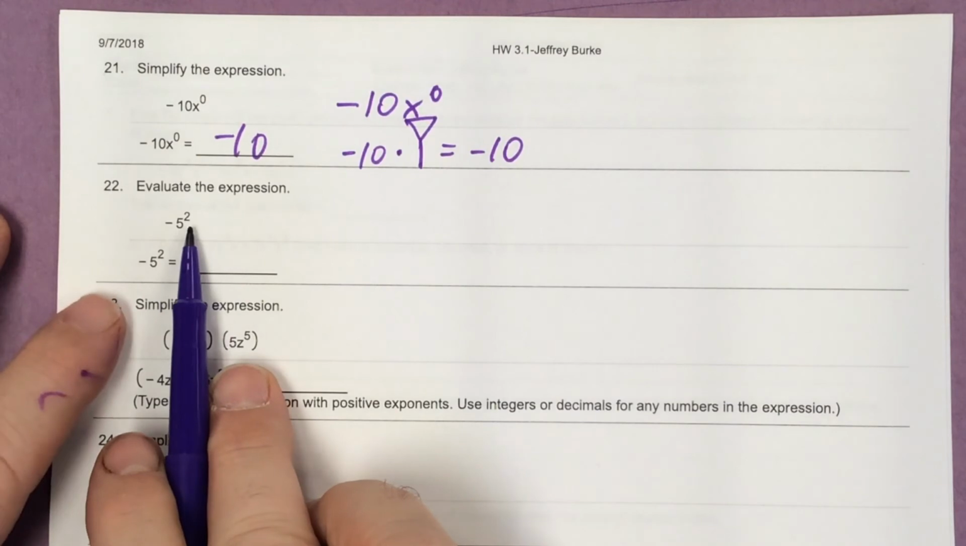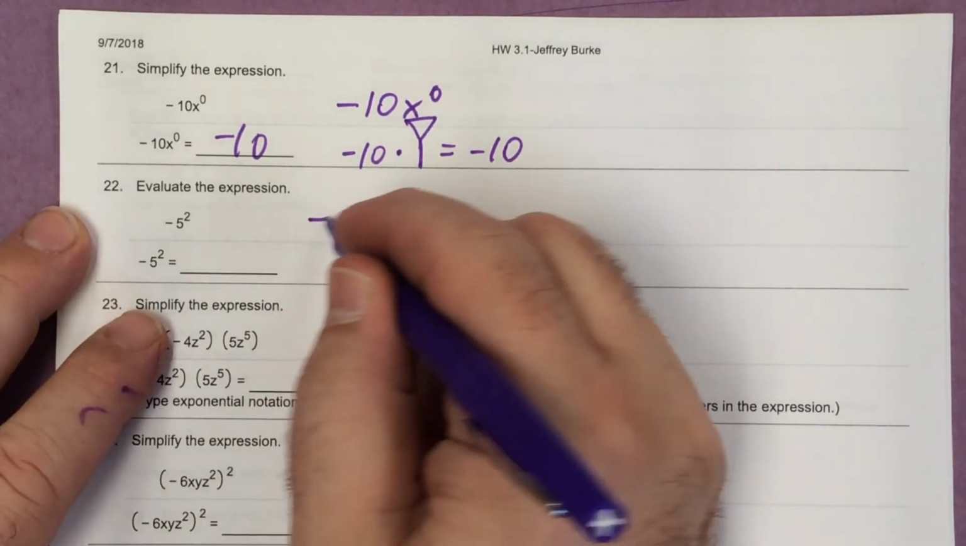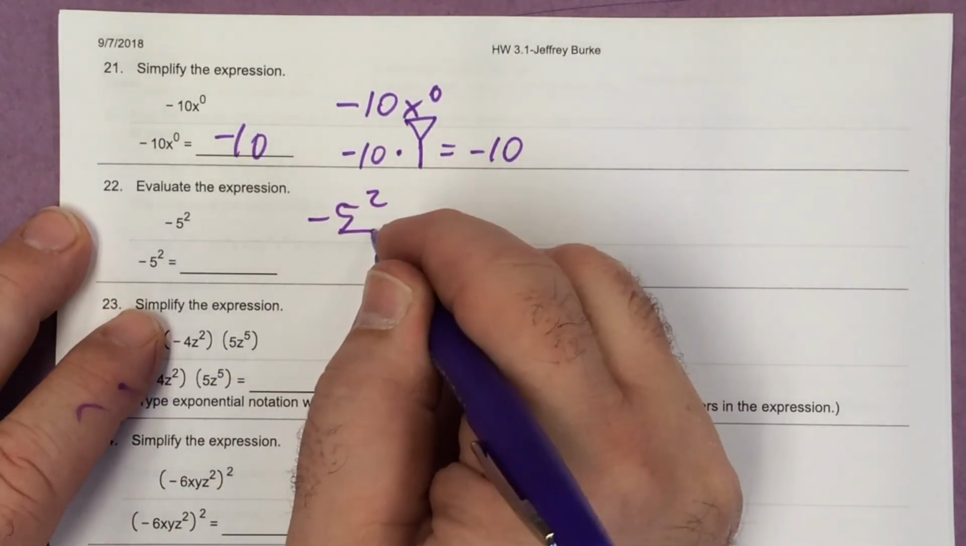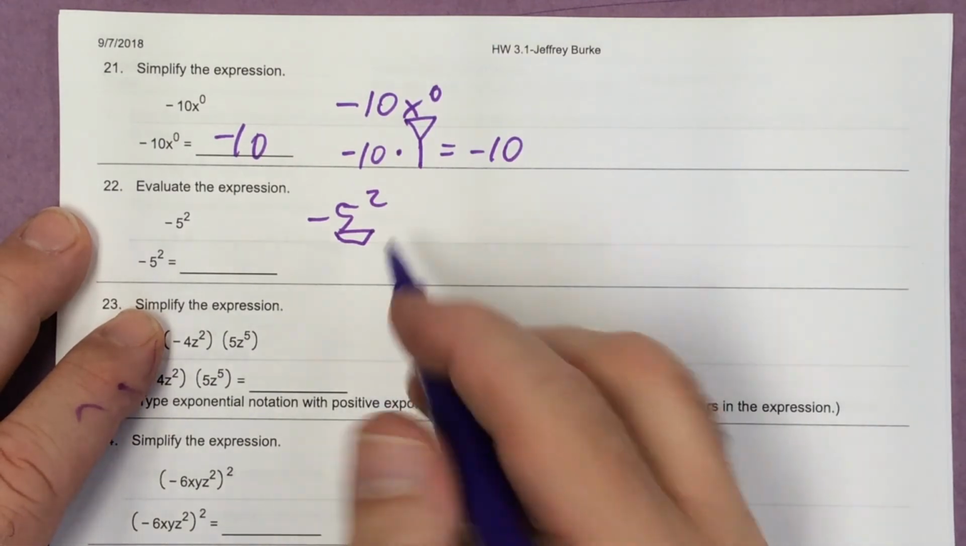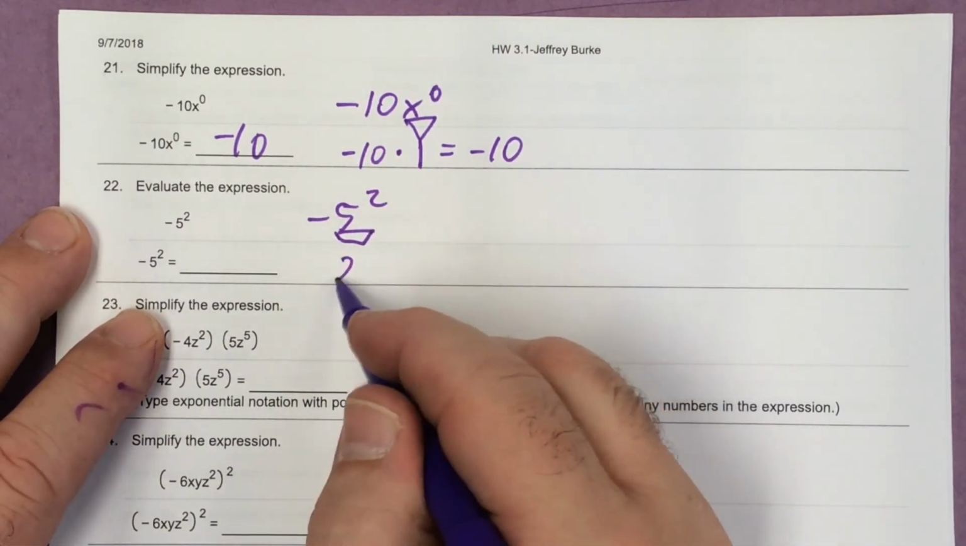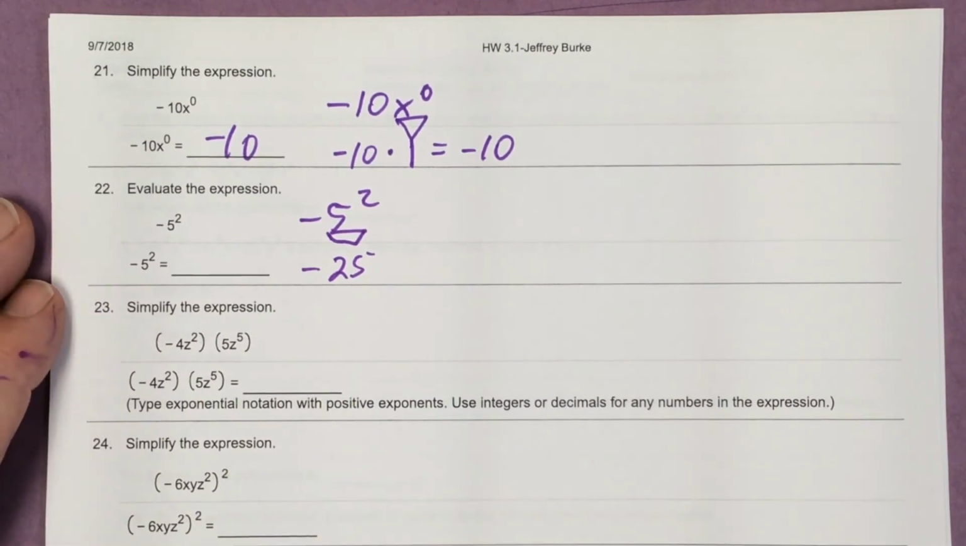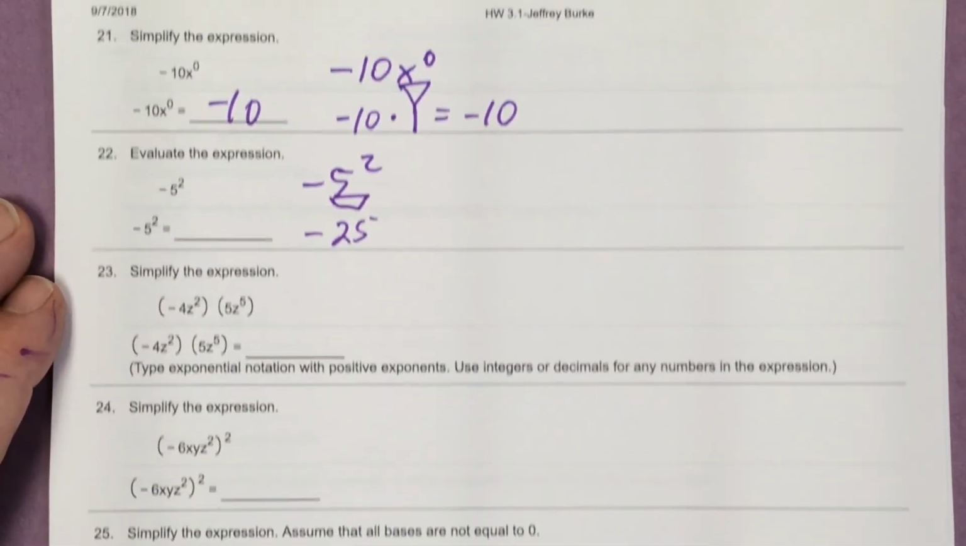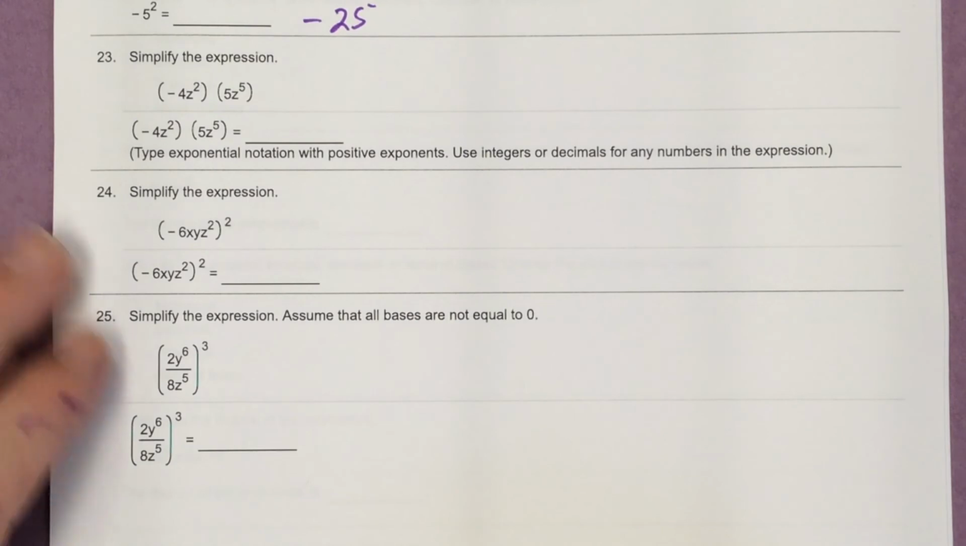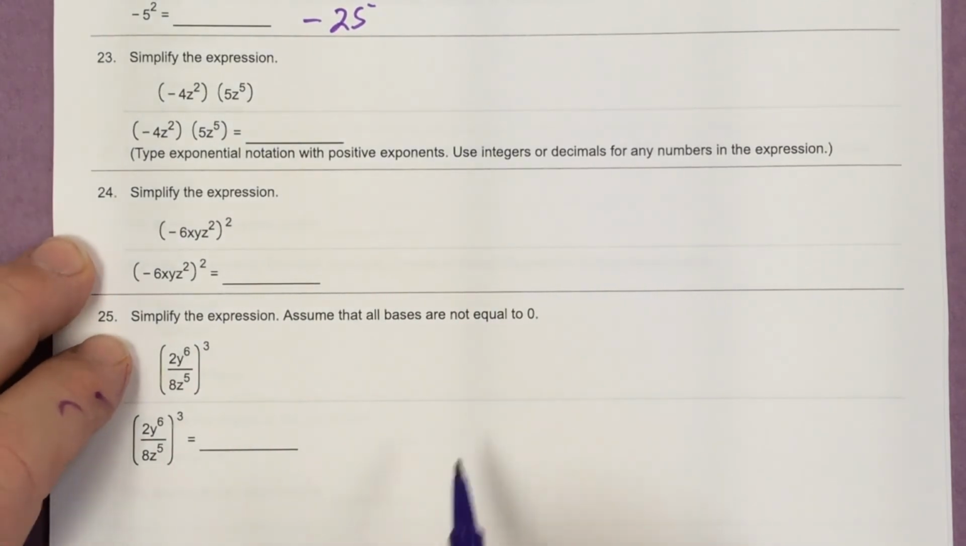Next one here is a problem we talked about earlier. If you have negative 5 squared, it's only the 5 being raised to the exponent. 5 squared is equal to 25. The negative comes down, and that's going to be negative 25 for an answer. Almost done here. I just have 3 more problems.